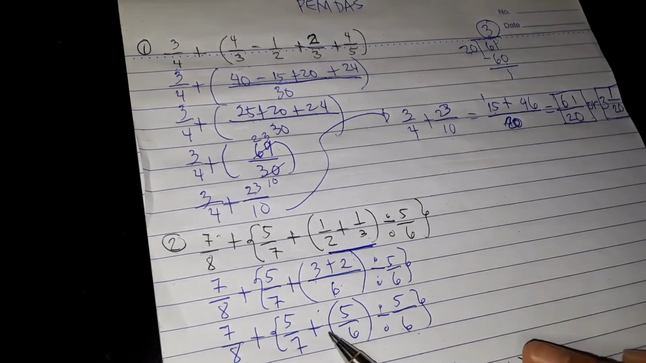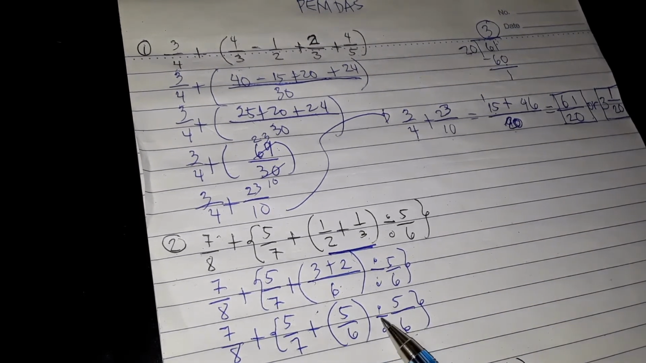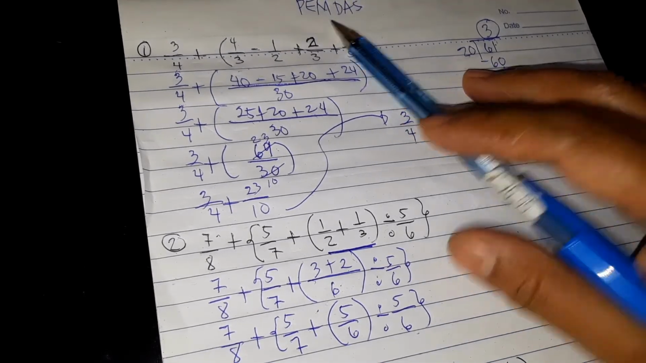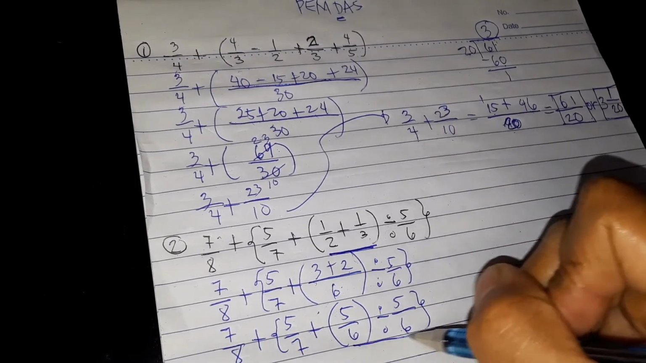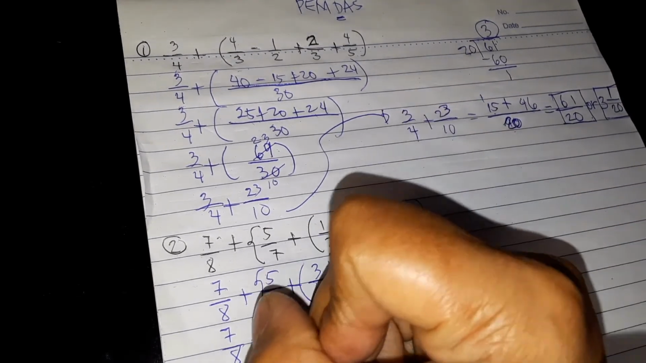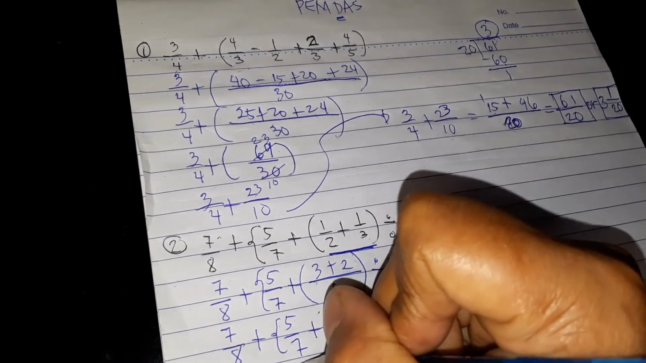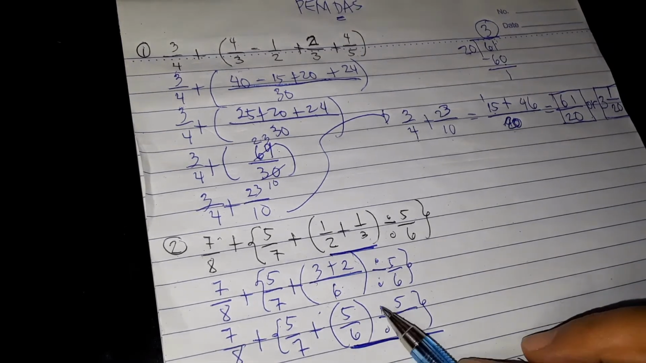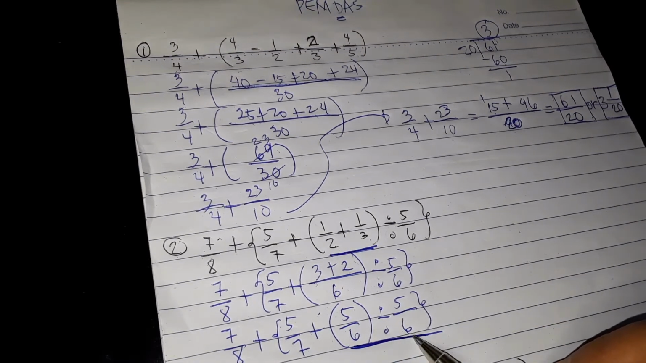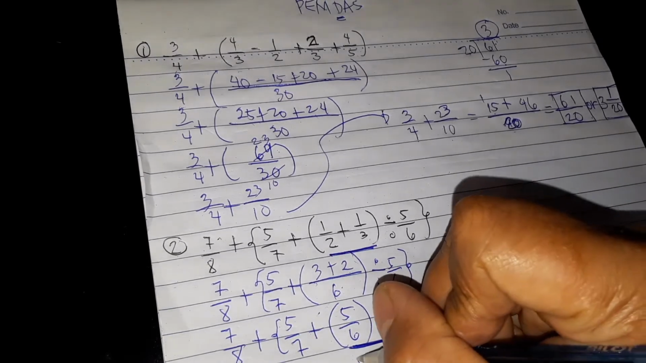Okay. So, if you notice, we have here addition and division. So, it must be the division first before addition. So, we will do first this one. Okay. So, copy 7/8 plus 5 over 7 plus, okay, 5/6 divided by 5/6. Remember, if you divide a number by itself, the answer is always 1. So, this is already 1.